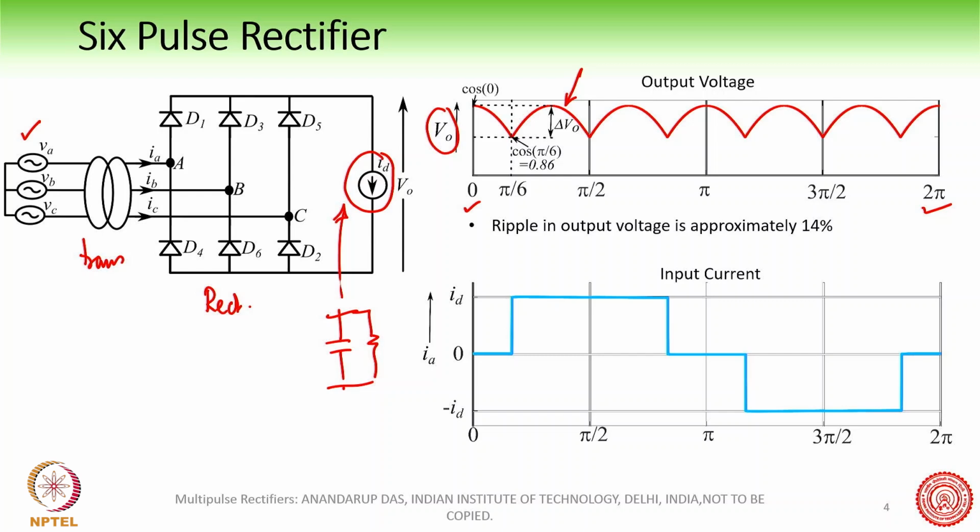So we can find out how much is the peak to peak ripple in this output voltage, because this is the function of the rectifier. The rectifier converts the AC into DC, and so we are getting a DC, but we have a ripple. Okay, and how much is that ripple?